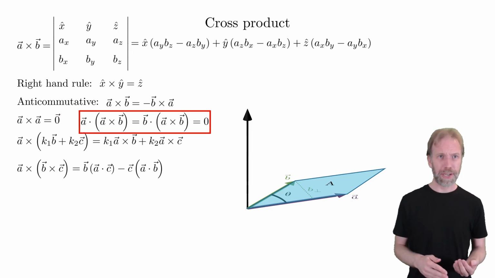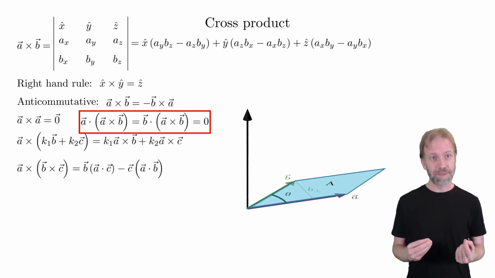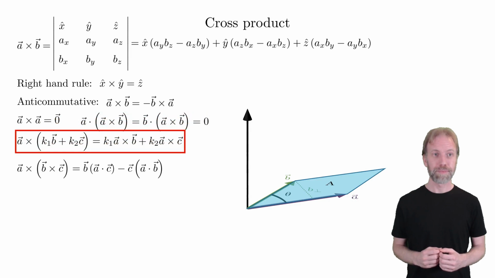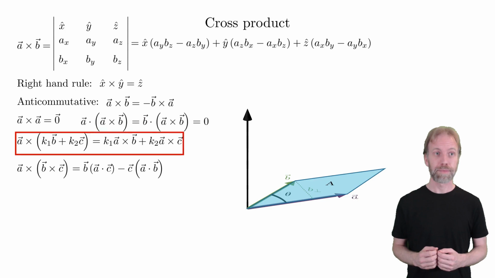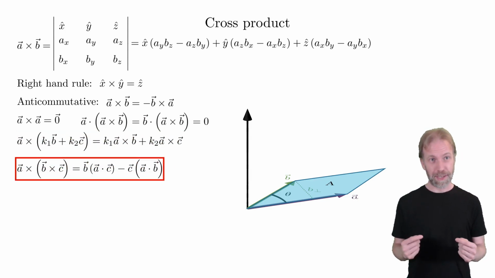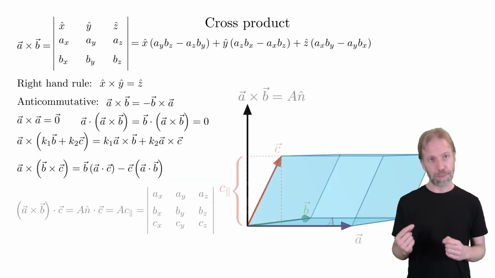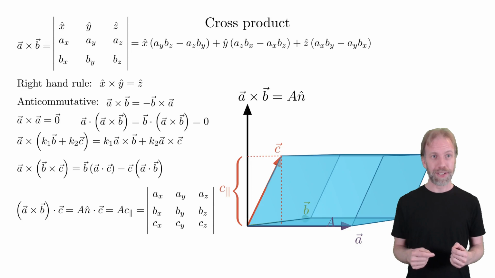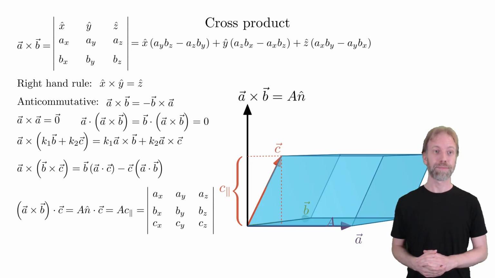If you take the dot product of a and b with the cross product of a and b, it is 0 as the cross product is perpendicular to a and b. The cross product is linear. We finally derived the vector triple product, which is the famous back cab rule. We also derived the scalar triple product, which is the volume created by the three vectors, or alternatively, their determinant.